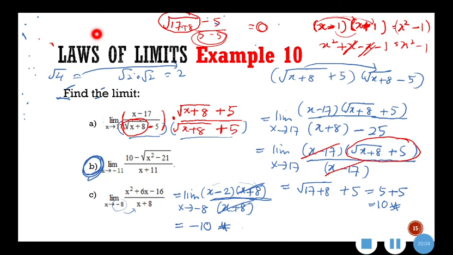So for A and C. For B, I want you to solve on your own and upload your solution together with the previous example that I asked you to do. The number 1 example, I forgot which number, 8 or 9. Check back the video and upload both solutions at Google Classroom.